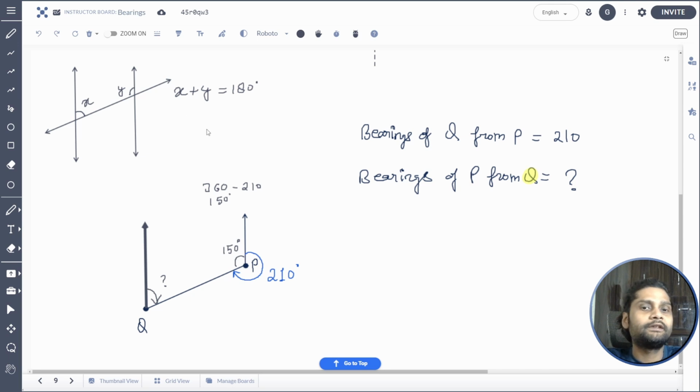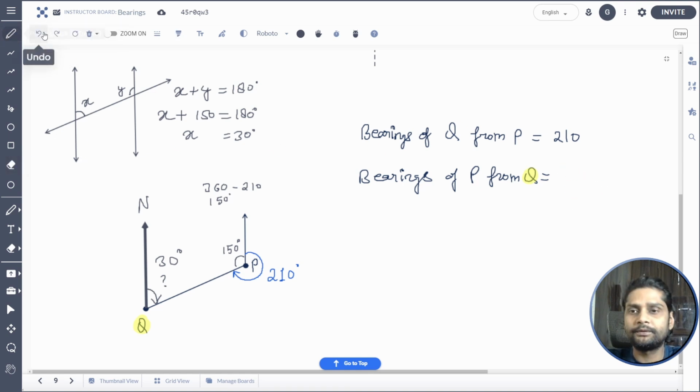So in that way, if one of the angles is 150 degrees, the other angle can easily be obtained by simplifying this equation. That becomes 30 degrees. So this angle is now 30 degrees, and that's my target. The bearing of point P from the reference point Q is 30 degrees. But one thing you need to consider is that you have to represent bearings in 3 figures. So 0, 3, 0 is your answer. That's it for this question.